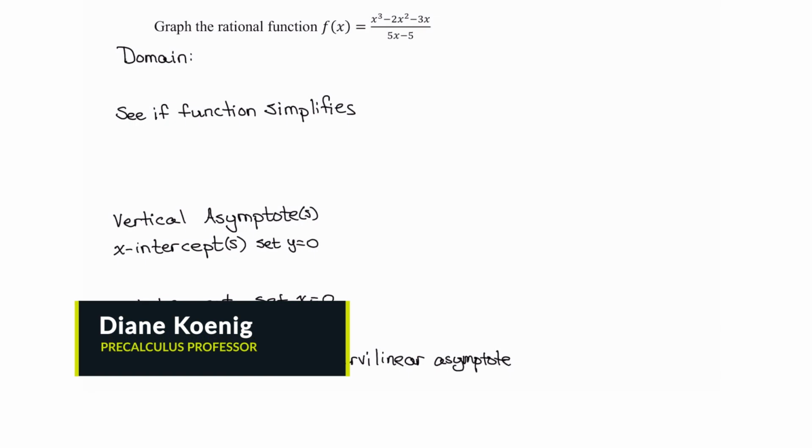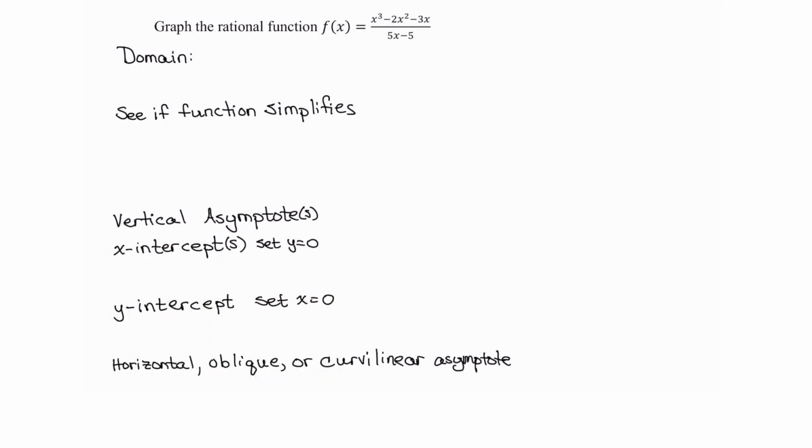Today we're going to look at graphing a rational function, f of x is equal to x to the third minus 2x squared minus 3x over 5x minus 5. What we are going to do here is gather all the information from the previous tutorials on rational functions and then put it all together to draw our graph.